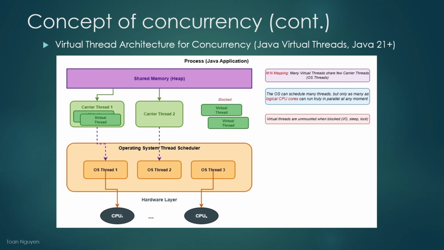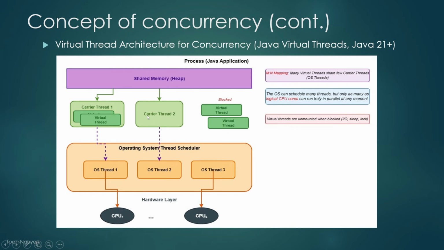Now let's move on to a new technology, introduced in Java 21 and later. Java 21 is the final release. This feature was introduced starting in Java 19. The architecture is similar, with a heap region. There are still OS threads and underlying hardware.